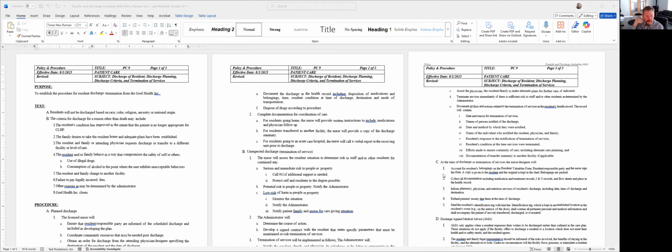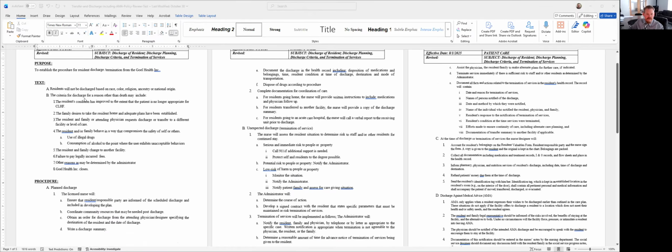It's a 3-page document in our policy and procedure manual, and when you see PC, that stands for patient care. It's just an easier way for me to track the policy and procedure manual. So the subject matter of this is discharging of residents, discharge planning, discharge criteria, and termination of services. We also discuss patients that want to leave against medical advice. So the purpose of this policy is to establish a procedure for resident discharge termination from within GOL.